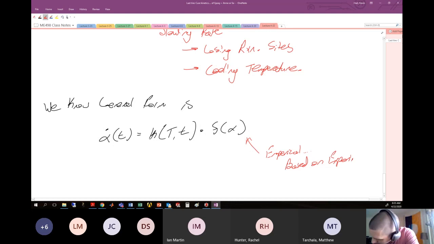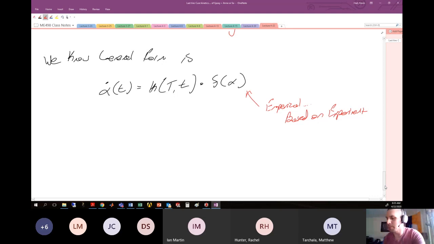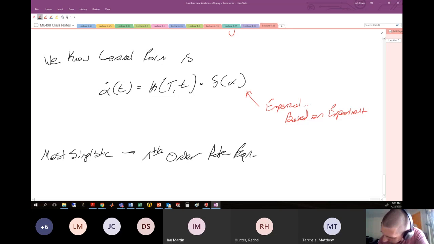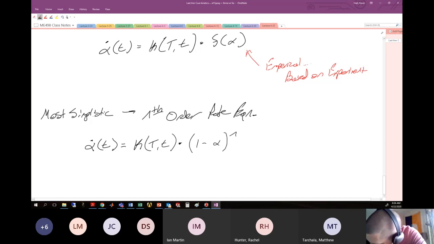The first that you would learn about is the simple nth order rate equation. You might have even learned about this in your chemistry class. Most simplistic for these models is the nth order rate equation. That nth order rate equation looks something like this: alpha dot as a function of t is this k, which will be empirical from experiment, as a function of temperature and time, remember, multiplied by this general form, (1 minus alpha) to the n. That's your nth order rate equation.